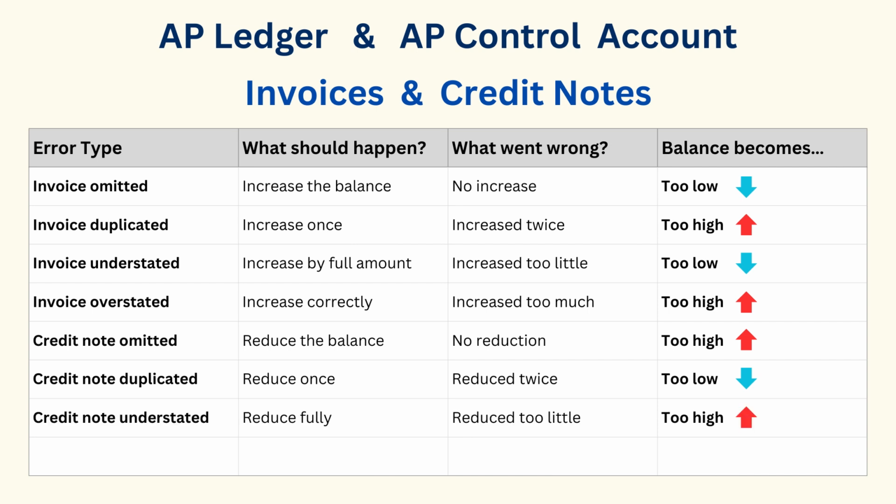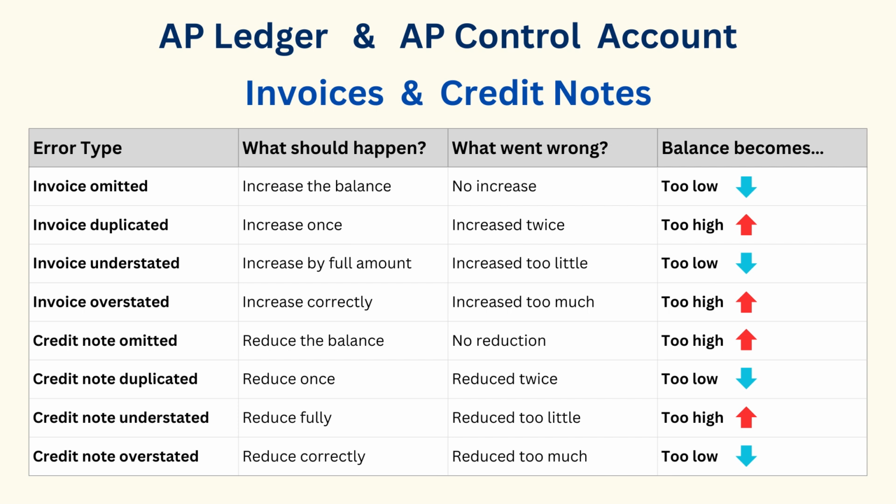Credit note understated is when a credit note is recorded for less than it should be. Liability decreases too little. Balance is too high. Credit note overstated error is when a credit note is recorded for a higher amount. Liability decreases too much. Balance is too low.